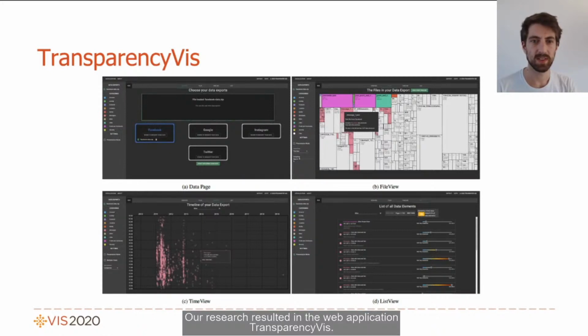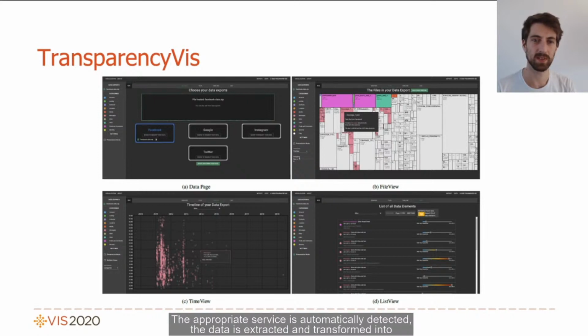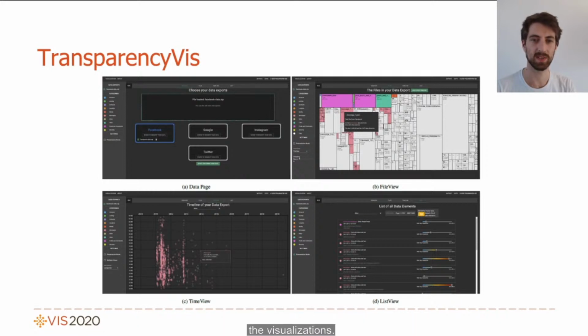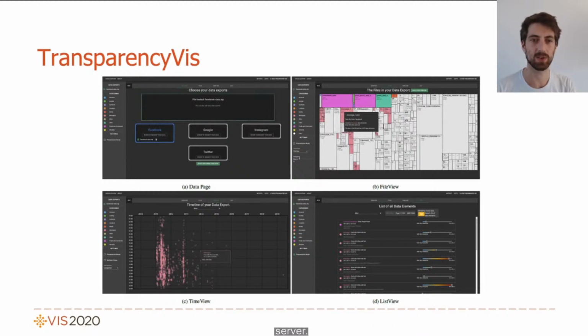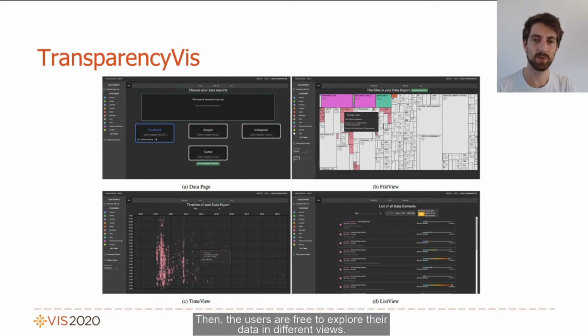Our research resulted in the web application Transparency VIS. It allows users to insert their own data and explore it in a visual and interactive way. Users can drag and drop the zip files they received into Transparency VIS. The appropriate service is automatically detected. The data is extracted and transformed into the visualizations. The data is handled in the front end without sending any data from the client to an external server. Then, users are free to explore their data in different views.